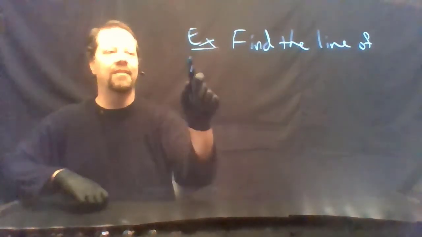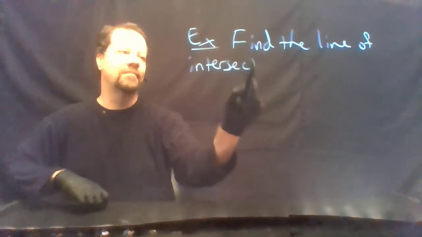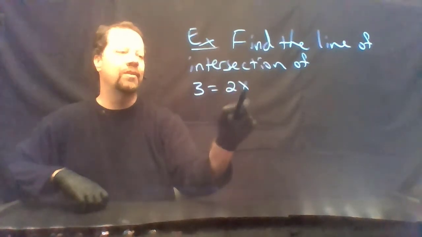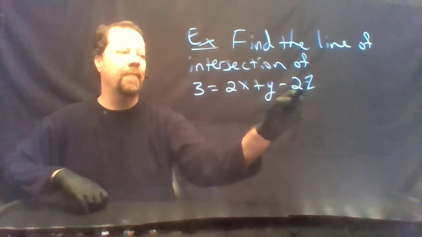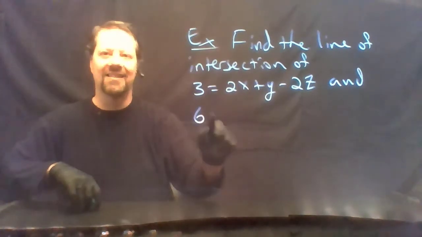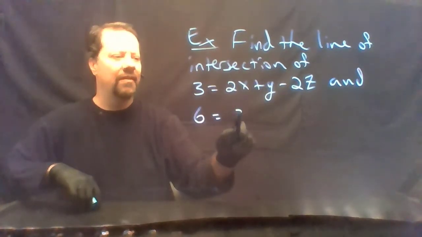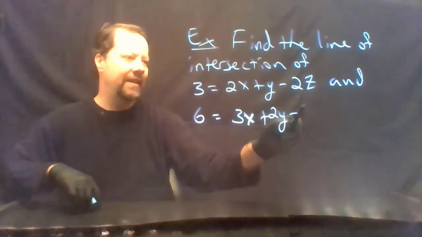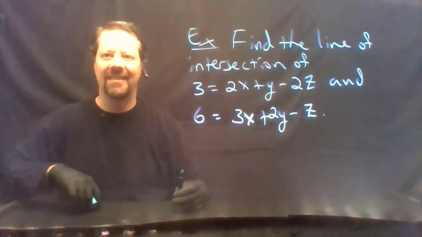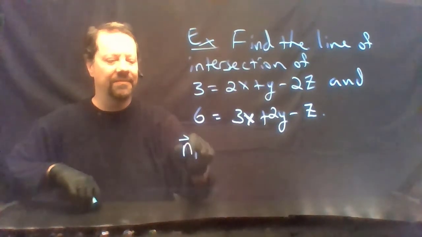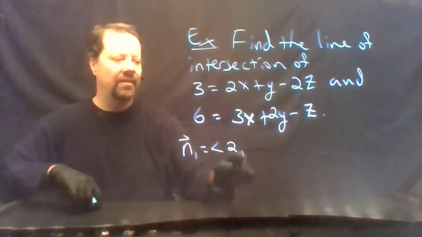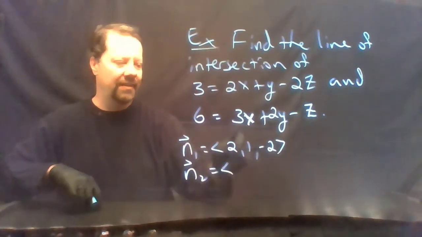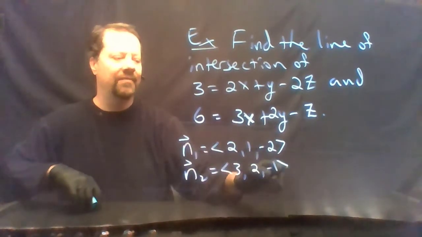Find the line of intersection of, let's say, 3 equals 2x plus y minus 2z, and 6 equals 3x plus 2y minus z. Now, the first normal is 2, 1, negative 2, and the second normal is 3, 2, negative 1.